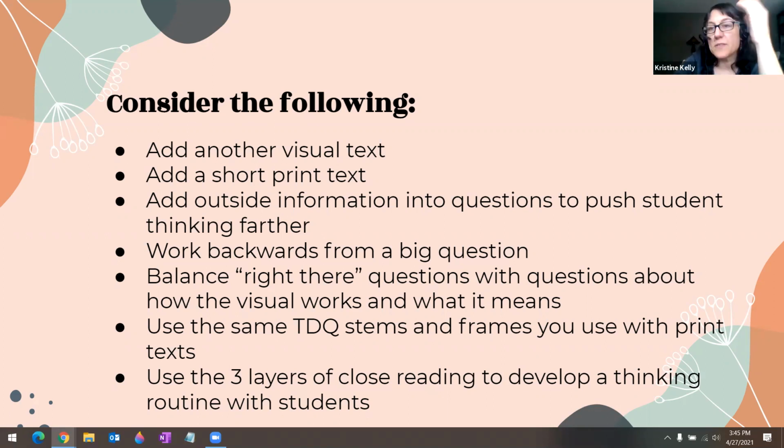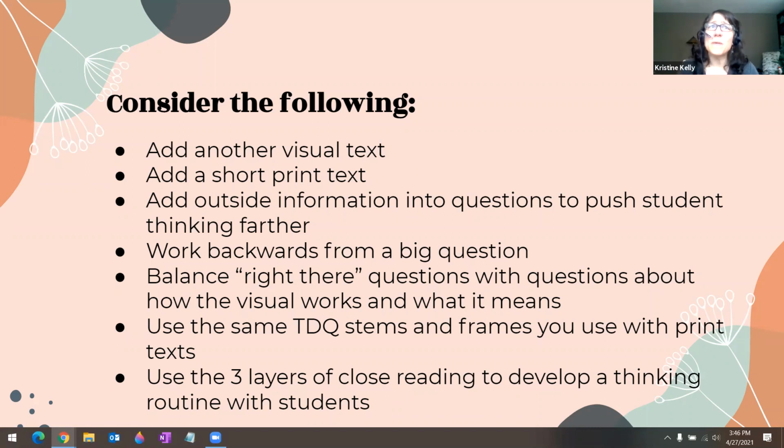Use the 3 layers to develop a thinking routine. Again, my students don't have much trouble with literal questions about a chart or a graph. Like, what had the steepest dip, the steepest decline? Who had the lowest bus ride? These are ones they generally can answer pretty quickly. They really get stuck when they have to draw conclusions, notice trends, make predictions about trends, connect the information, and compare it with other information. That's where they start to really get stuck.